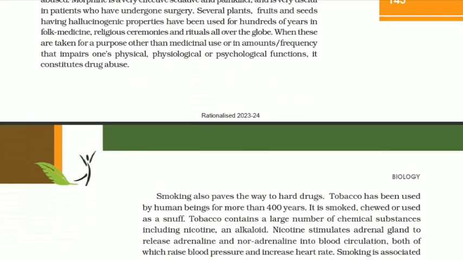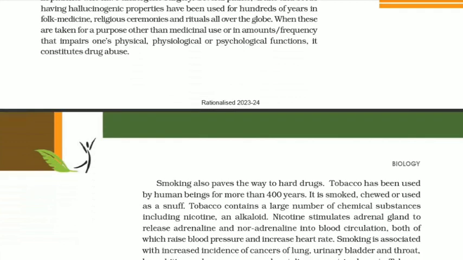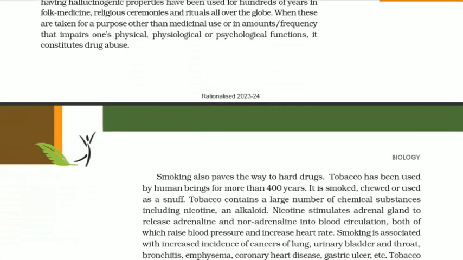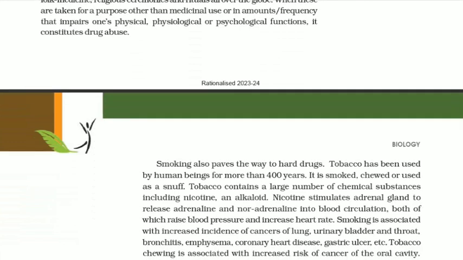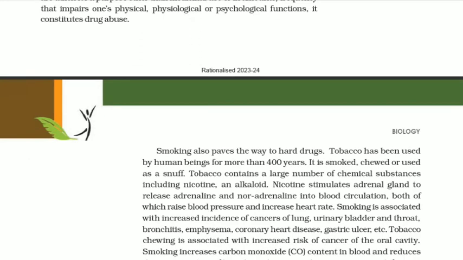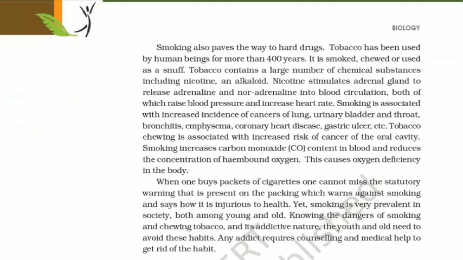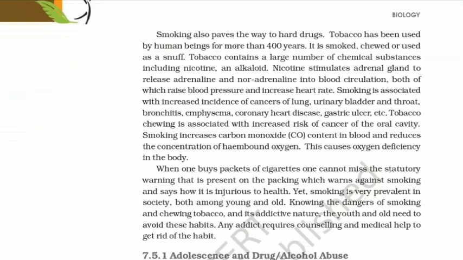Several plants, fruits, and seeds that have hallucinogenic properties have been used for hundreds of years in folk medicine, religious ceremonies, and rituals all over the globe. When these are taken for a purpose other than medical use, or in amounts or frequency that impairs one's physiological or psychological functions, it constitutes drug abuse. Smoking also paves the way to hard drugs.